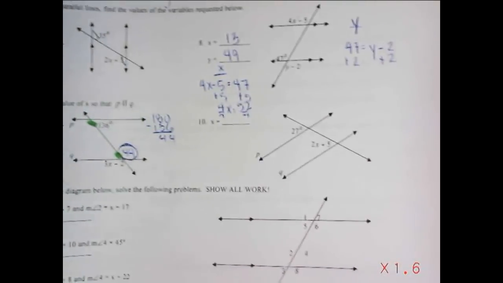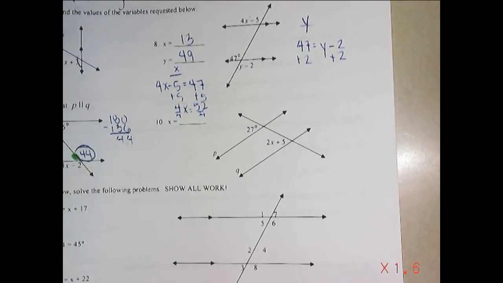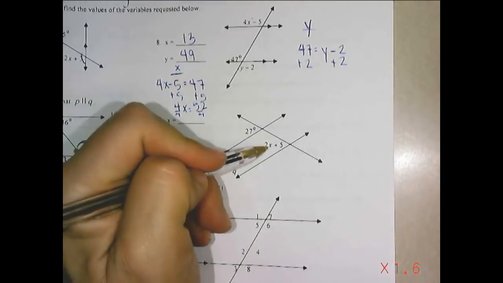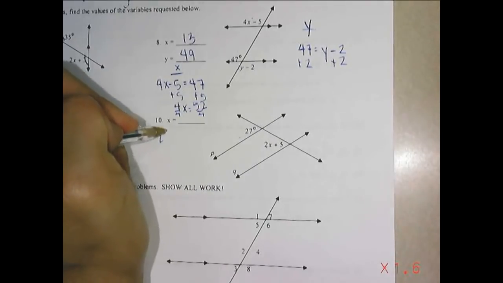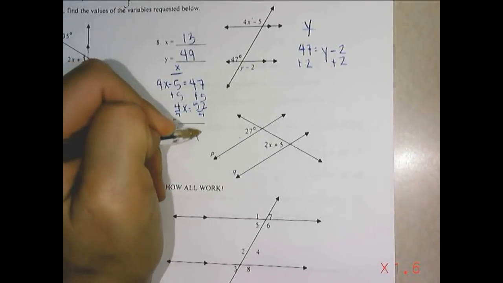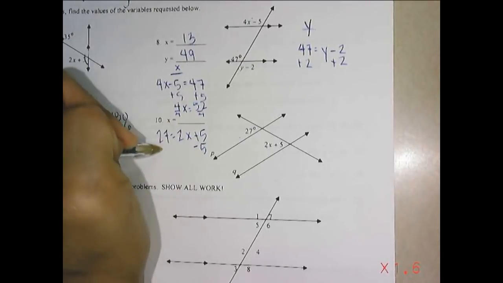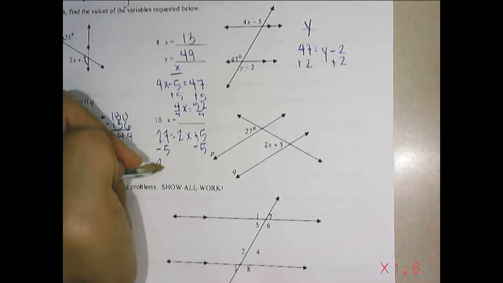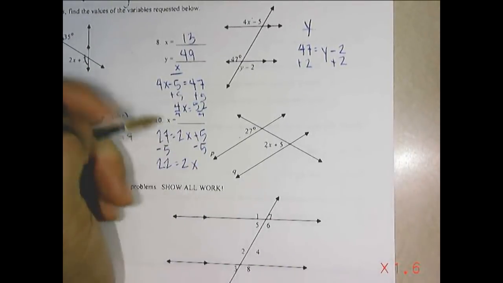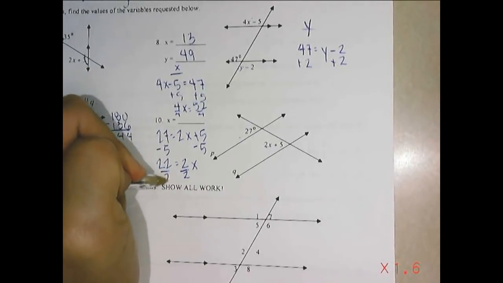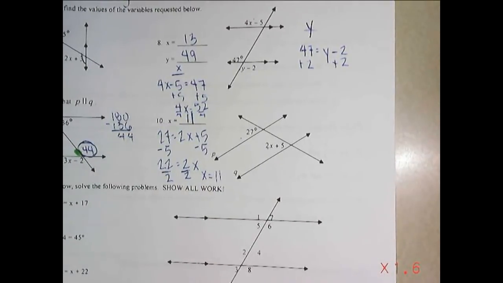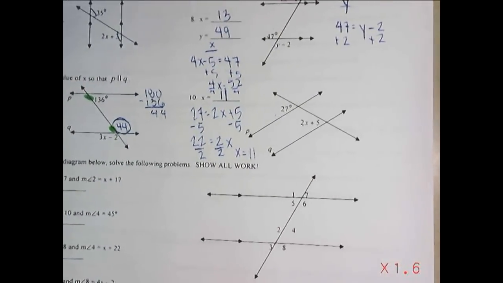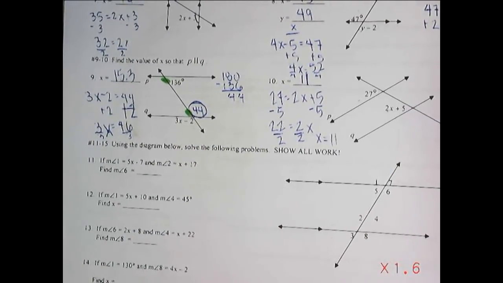All right, I will move over here to this one, and I will see that these are corresponding angles, so I can simply set them equal. 27 equals 2x plus 5. I'm going to subtract 5 and get 22 equals 2x. Divide by 2, x equals 11. Hopefully I'm not going too fast. Okay, so it's all about looking for your angle relationships and what you know in those.